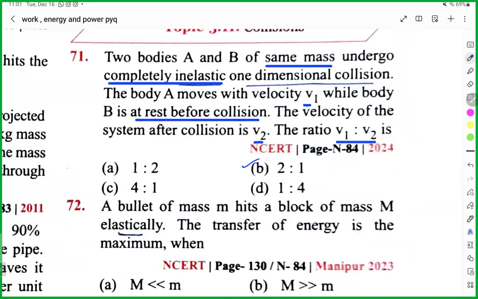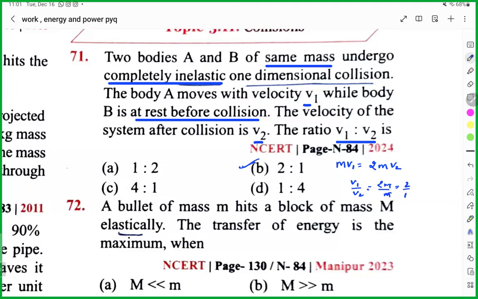Both masses are the same. So if you apply linear momentum, m u1, which is v1 here, is equal to (m1 plus m2) v, meaning 2m v2. And it is asking v1 by v2. What will be the value? 2m by m, so the ratio is 2 to 1, answer B. Tell me, guys, was it extremely easy?